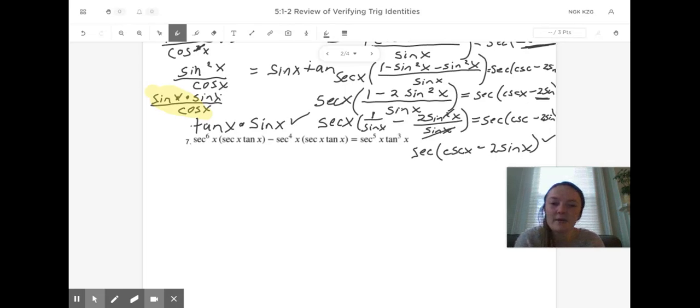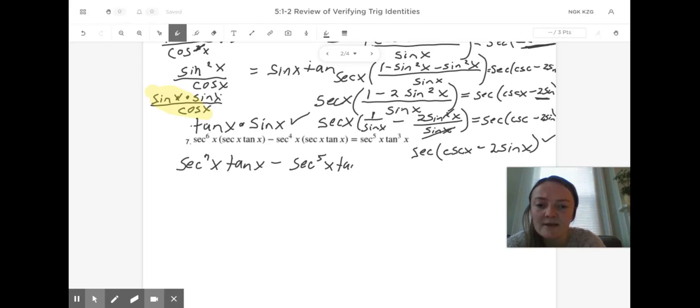I know it looks kind of complicated, but it's actually not the most complicated. What I'm going to do first for number 7 is take some common factors out of the expressions I see. So I see secant to the 6th x times secant x times tangent x. That is the same thing as secant to the 7th x times tangent x minus secant to the 5th x times tangent of x. And I want that to equal secant to the 5th x tangent x, tangent to the 3rd x.